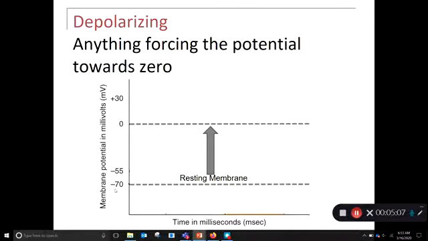On this graph, again, this is where the resting membrane potential is. Notice that it is 70 millivolts away from zero. It is quite polar compared to it. If any type of signal or any change within the cell occurs that makes it go towards this zero, it becomes depolarizing.